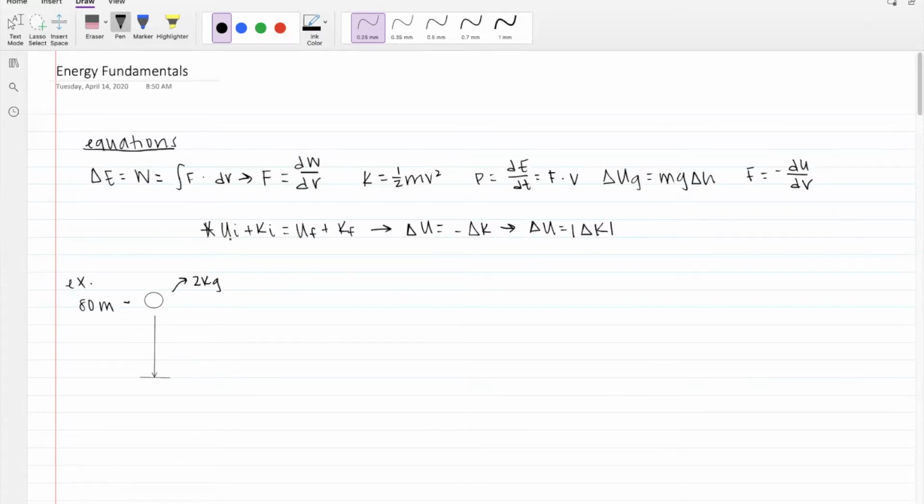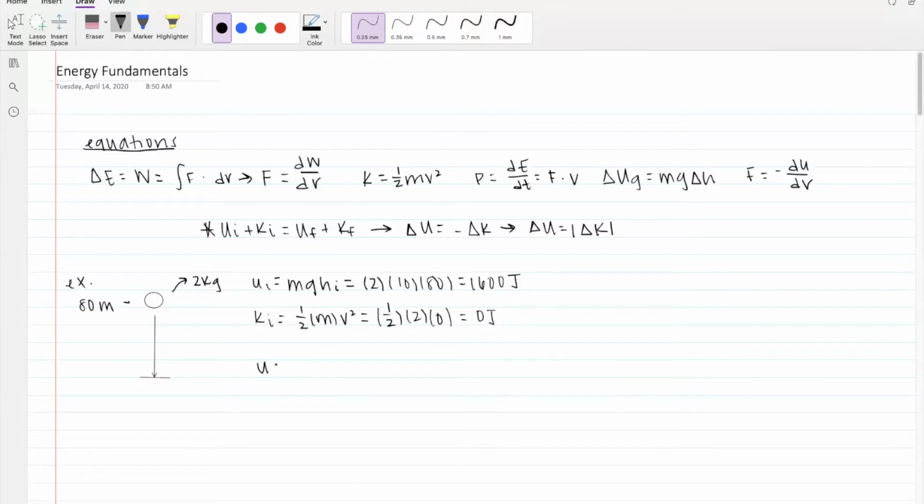So let's start with this equation. U initial is equal to mgh initial. So that's going to equal 2 times 10 times a height of 80. So that's going to give you 1600 joules. Kinetic energy initial is equal to 1/2 mv squared, which is equal to 1/2 times 2 times velocity, which was initially 0 since it's being dropped. That's going to give you 0 joules.